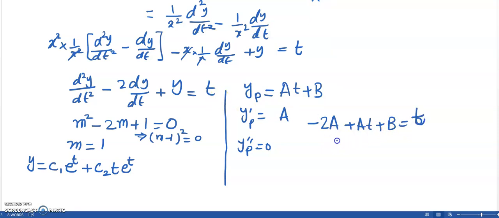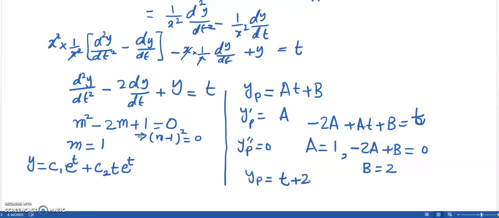For the undetermined coefficients, just compare the coefficients. So a is equal to 1, and then minus 2a plus b is equal to 0. From here b is equal to 2a, so b will be equal to 2. Therefore yp will be equal to t plus 2.